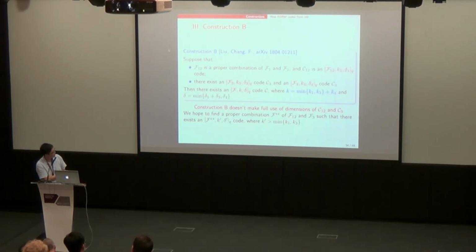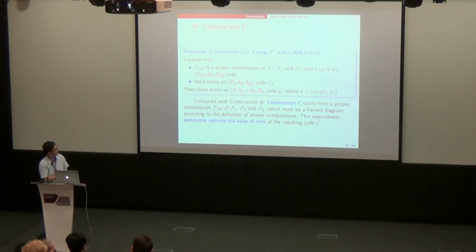We combine not F1 and F2, we combine F1, F2, and F3. This can improve the resulting code's dimension. So we give another construction, we name construction C. This construction has a disadvantage. Even though the dimension is improved, the rank is reduced.